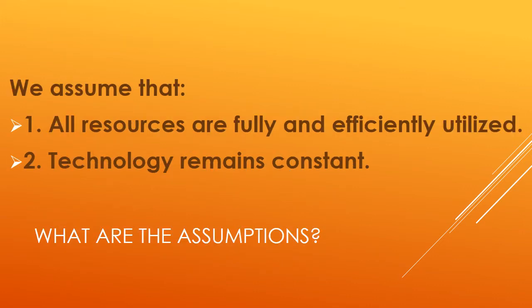In order to derive the curve and to draw it, we have to have a set of assumptions first. And we assume that 1. All resources are fully and efficiently utilized, and 2. Technology remains constant. So, as I told you earlier when we were talking about the example, we have to assume that all resources are fully and optimally utilized or efficiently utilized. And at that given point of time when we are carrying out production, we assume that production technology remains the same or constant. Let us go on to the next slide.